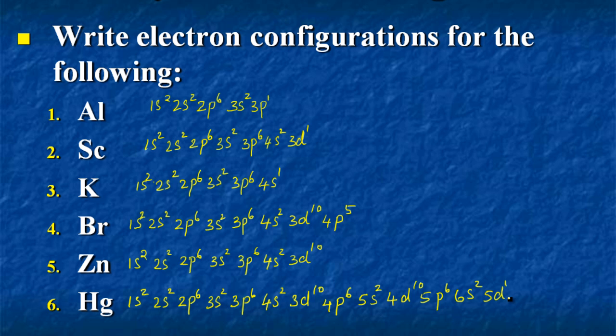Now, you had 5D1, then 4F14, but Mercury is 5D10. When you write 5D10, that means that 5D1 is also included in there, so you don't have to show that separately. You can just remove that 5D1 and write 5D10 once for all. Yes?